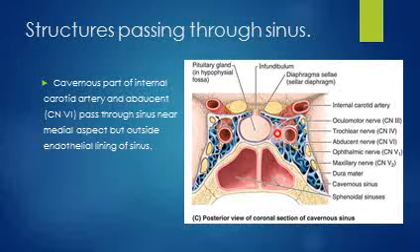and postero-inferior to it abducent nerve, that is sixth cranial nerve, pass through the sinus. This part of internal carotid artery is called cavernous part of internal carotid artery, and these two structures pass through the sinus along medial wall, and both are separated by endothelial lining of the sinus.